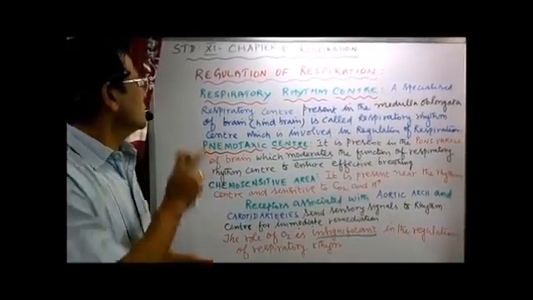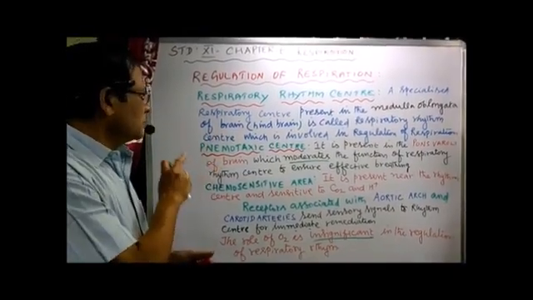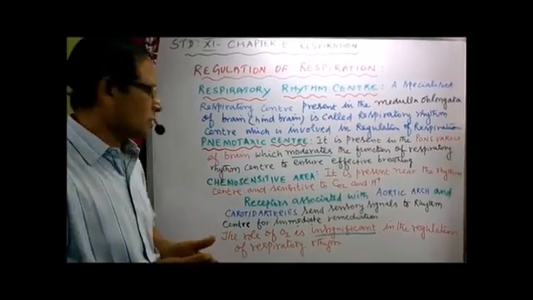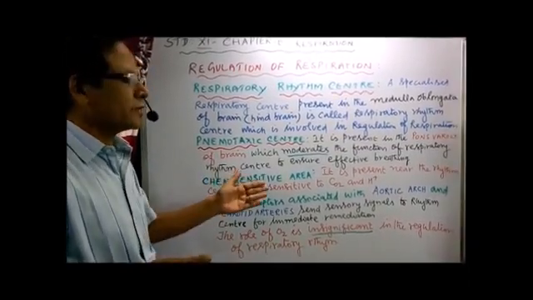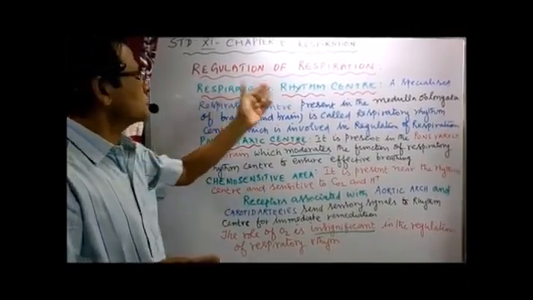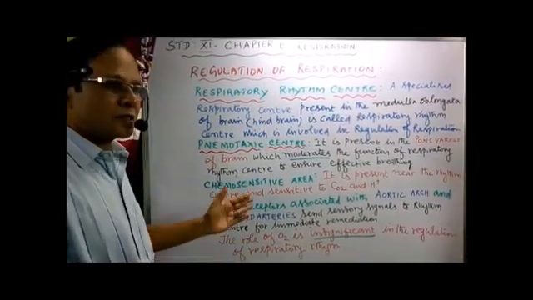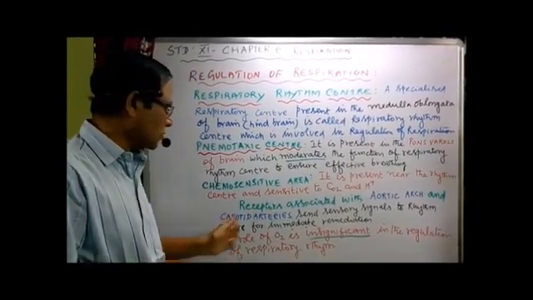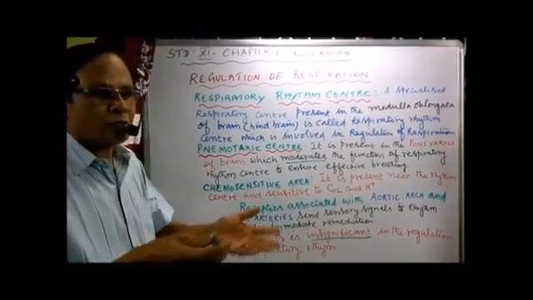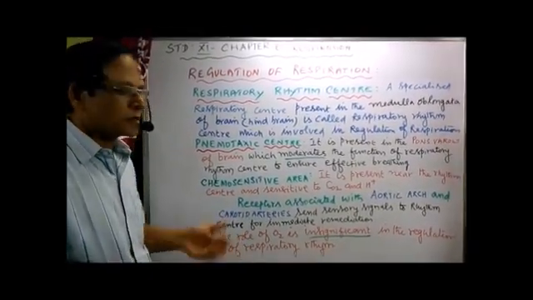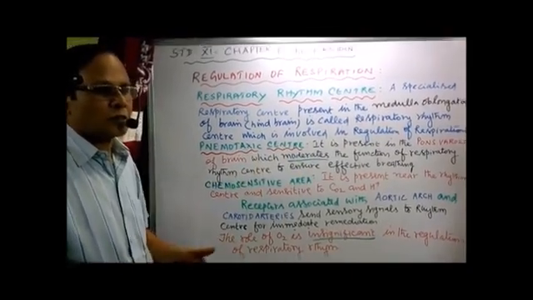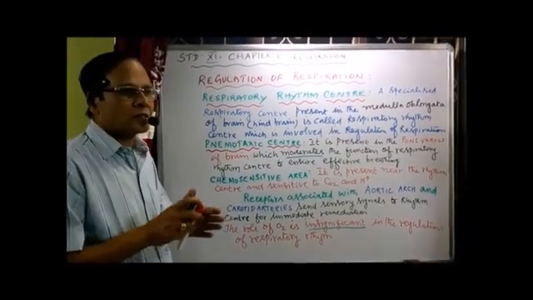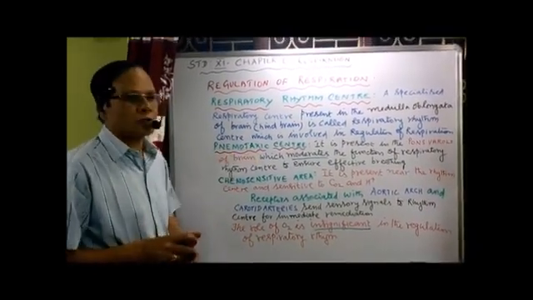So we have the respiratory rhythm center, the pneumotaxic center, which modifies the breathing process, and the chemosensitive area present near the respiratory rhythm center. We also have the receptors present in the aortic arch and the carotid arteries, the ones which supply blood to the brain. They send signals to the respiratory rhythm center to regulate the process of breathing. Oxygen has no role in the process of respiration.